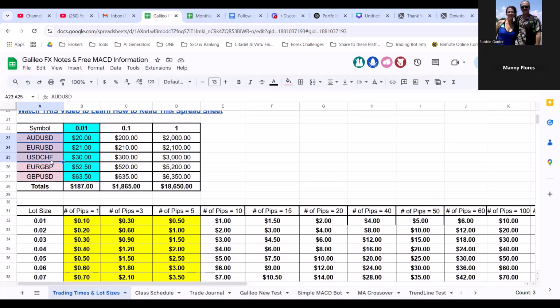So let me ask you this, Bobby. Once you get to the point where your capital is large enough, would you re-implement the Euro GBP and GBP USD? I'm not sure yet. I'm going to stick to what I'm doing because I'm not sure it's working yet. This worked out extremely, extremely well this week.